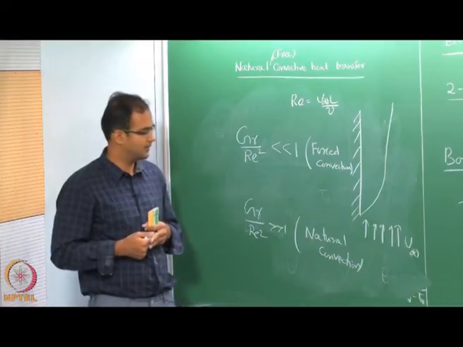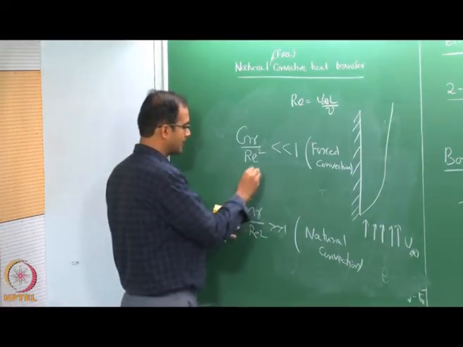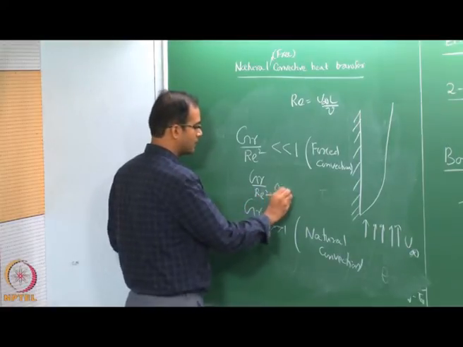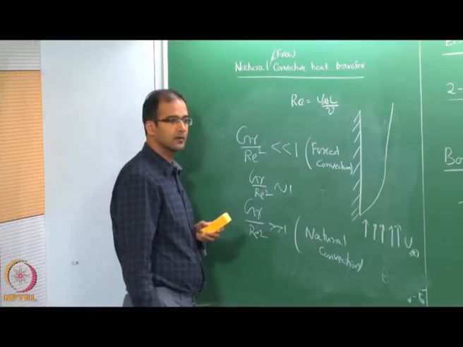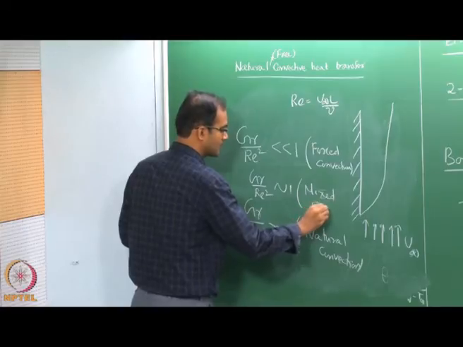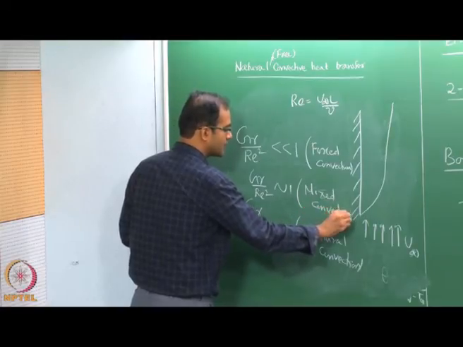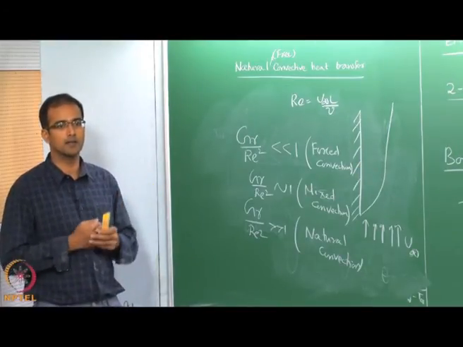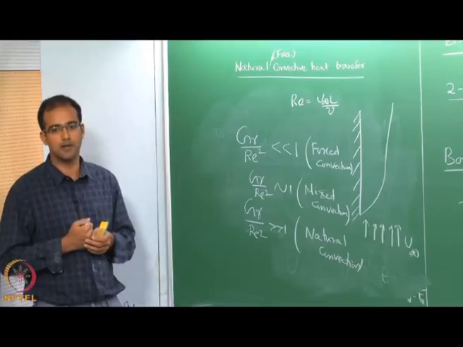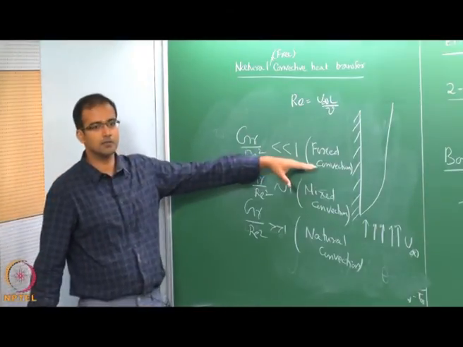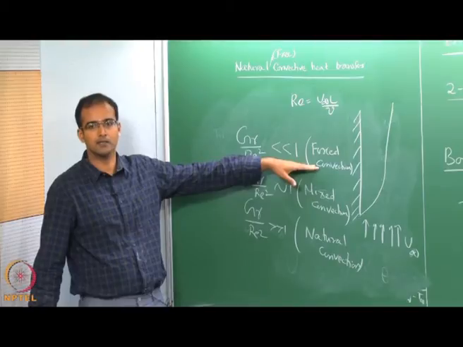So, the region where this is significant, that is the order of 1. Okay. So, here this is called mixed convection. So, in the case of mixed convection, both the effects of forced convection and natural convection will be equally significant. You cannot completely ignore either of them.